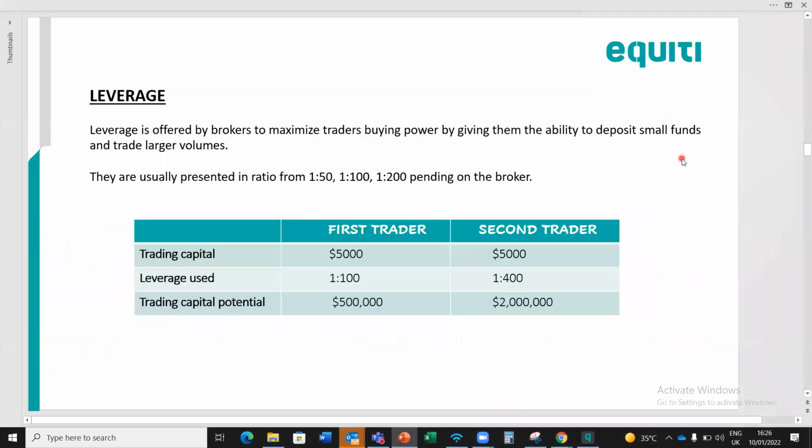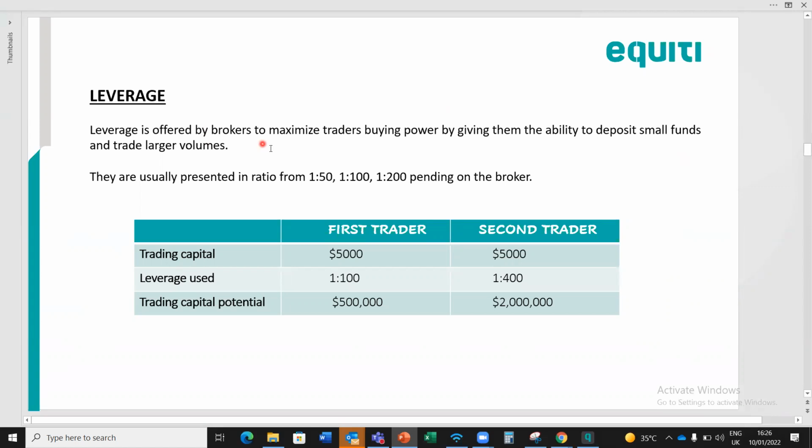Now let's get to the next thing. Most times, a lot of people do not really meet the financial requirement to trade this global financial opportunity. A lot of people don't have the financial capacity to meet the requirements of the average trader, and that is why the broker comes in to give traders what we call leverage. So what exactly is leverage?